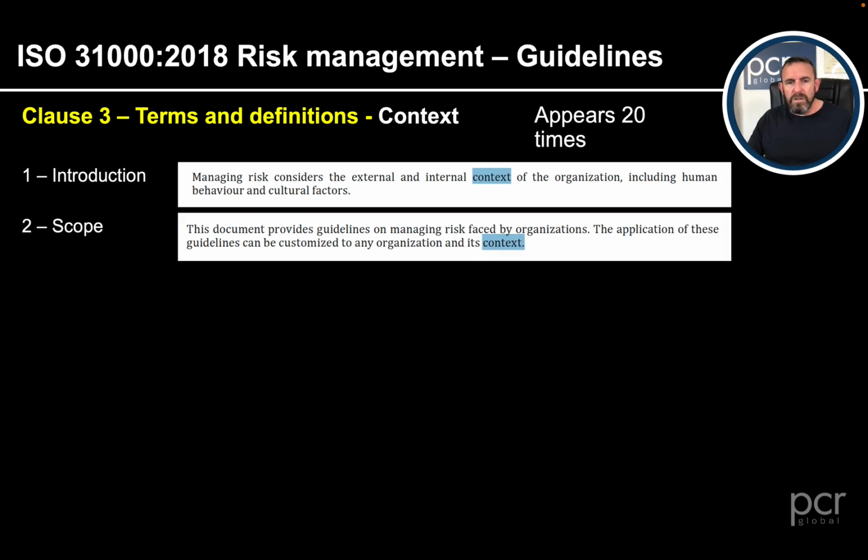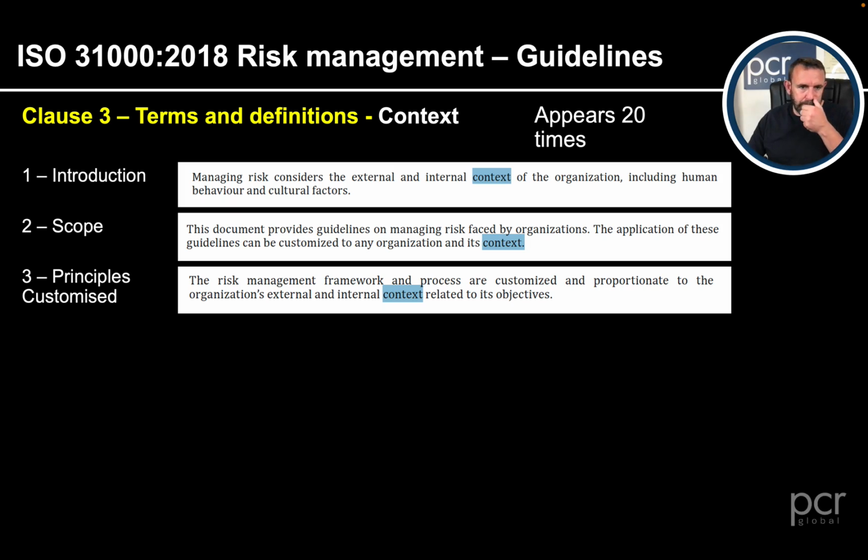It's then referenced in the scope. This document provides guidelines on managing risk faced by organisations. The applications of these guidelines can be customised to any organisation and its context. So slightly, I nearly said out of context, but just taking it external and more sort of a driver for the actual standard. The standard can be used in any organisations and applied to the context within those organisations.